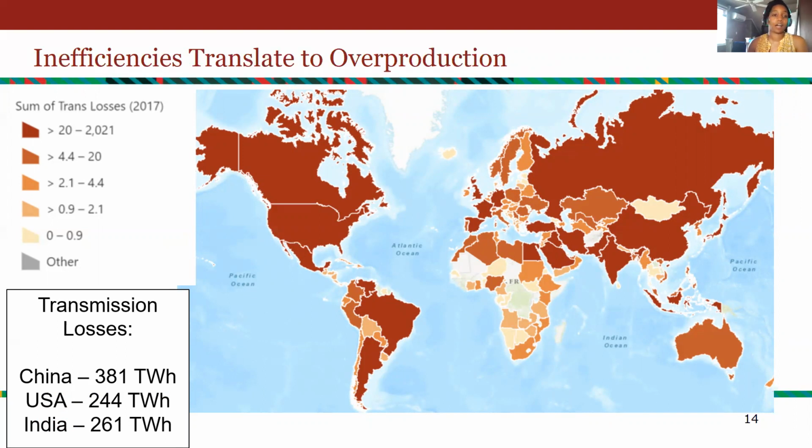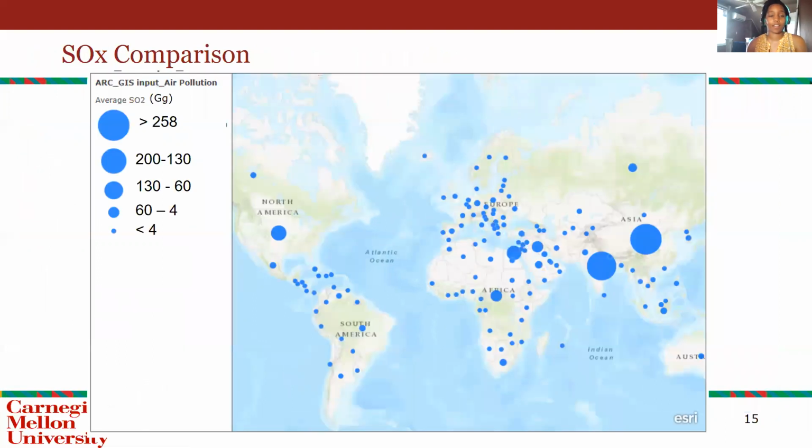So China is the highest, again, with 381 terawatt hours, and the US is second with 244 terawatt hours, and then India is actually higher than the US at 261 terawatt hours. So this is going to translate into sulfur dioxide emissions, as we can see here. The bubbles are basically showing you the concentration of these emissions, and the bigger the bubble, the more emissions there are.